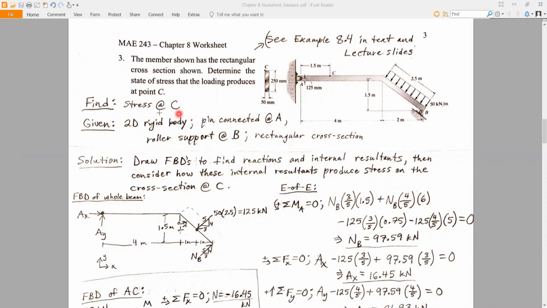Alright, so we have 2D rigid body equilibrium here, pin connection at A, roller support at B, and again rectangular cross-section. Now let's think about how we're going to solve this.